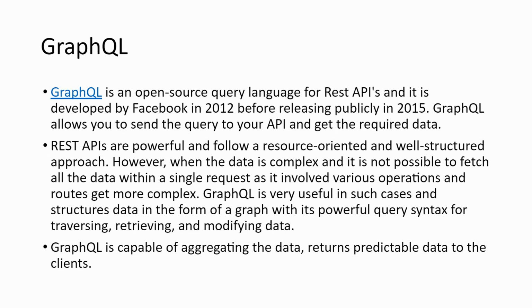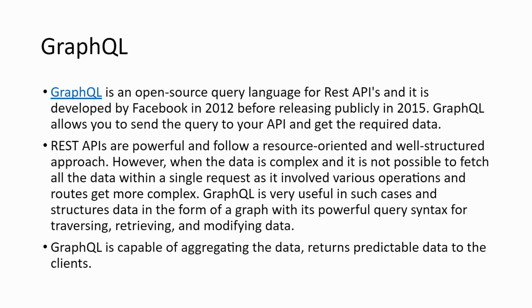As you are aware, REST APIs are powerful and follow a resource-oriented, well-structured approach. However, whenever the data is complex, it is not possible to fetch all of it within a single request, as it involves various operations and the routes get more complex. If you want to fetch data from multiple tables or multiple backend systems, you have to use multiple operations to fetch all the data.